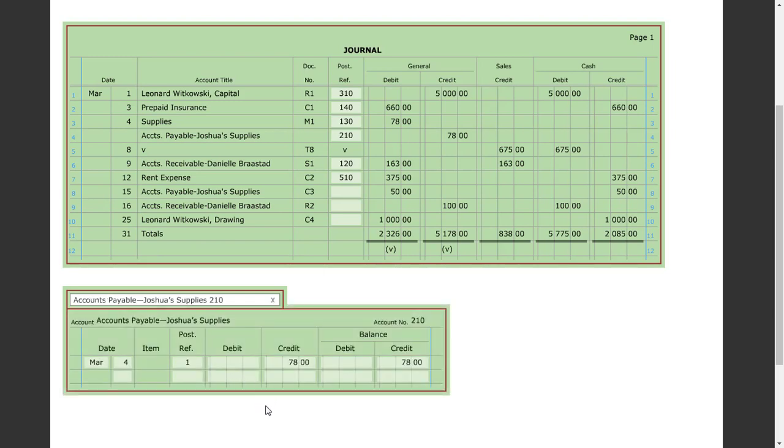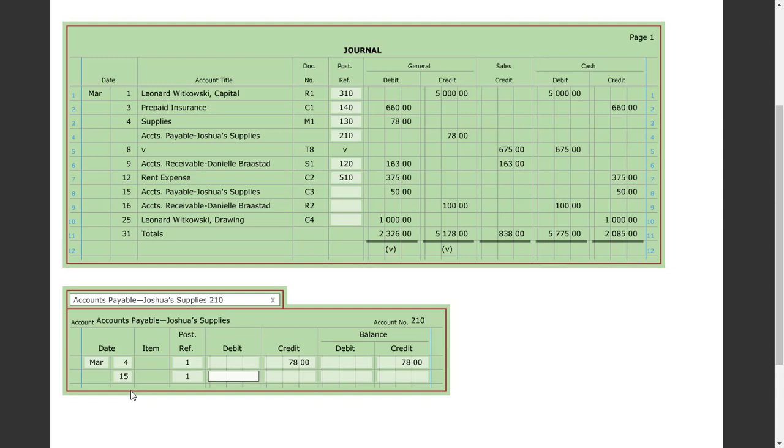All right, this is where now we've already used this account, so this is going to be a little bit different, okay? We already recorded March 4th here, so now I have to go here and put in the 15th. I only need to put the month on there once. I don't need to write the month every time. My post reference is still 1 because it's still page 1. But how am I affecting accounts payable, Joshua Supply right now?